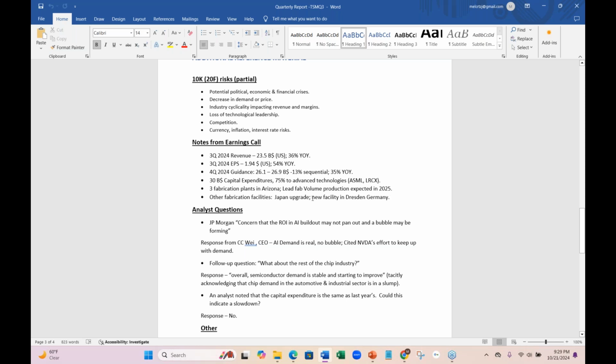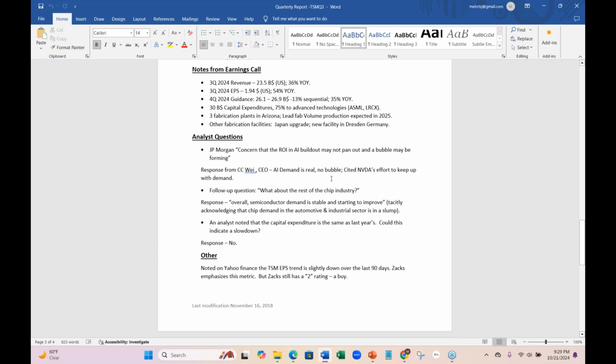TSM also has a Japan facility that's being upgraded, and they're building a new one in Dresden, Germany. So these are outlets for some of the equipment that's offered by stocks that we own, ASML, for example.